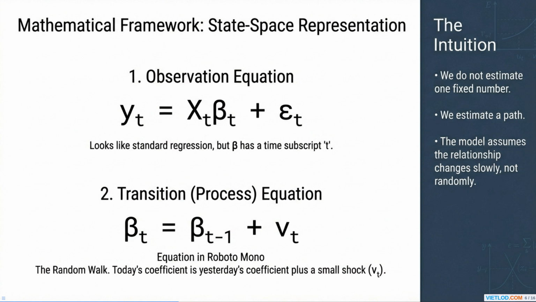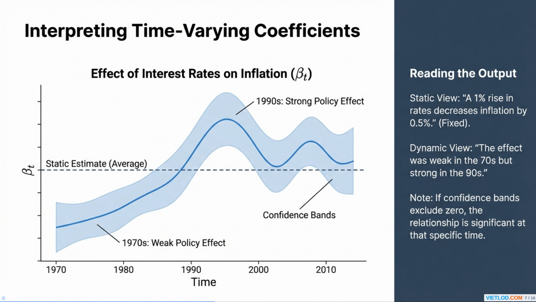The second is the transition equation, beta t equals beta t minus 1 plus vt. This equation governs how the coefficients evolve. It specifies that today's coefficient, beta t, is simply yesterday's coefficient, beta t minus 1, plus a small random shock, vt. This is known as a random walk assumption. Together, these equations allow us to estimate a path for the coefficients, assuming that they change slowly and smoothly over time, rather than jumping around randomly.